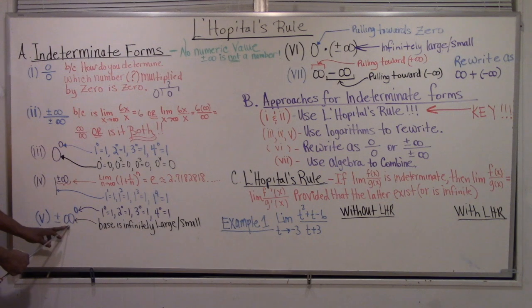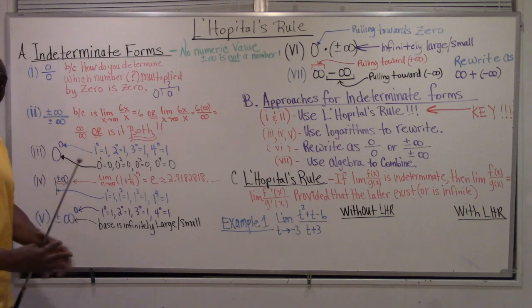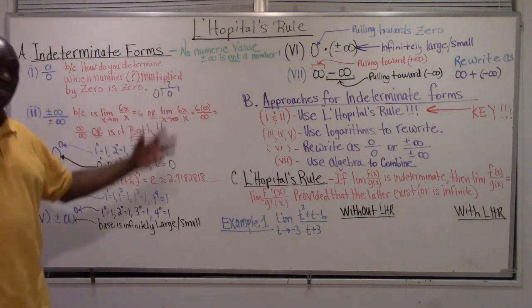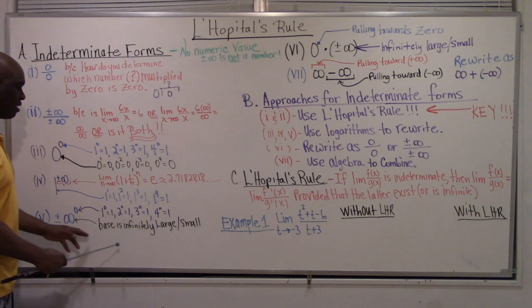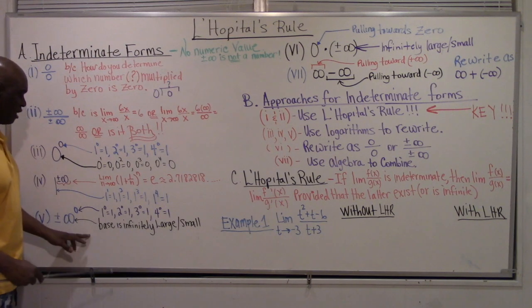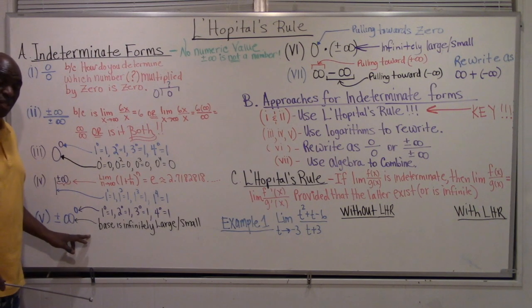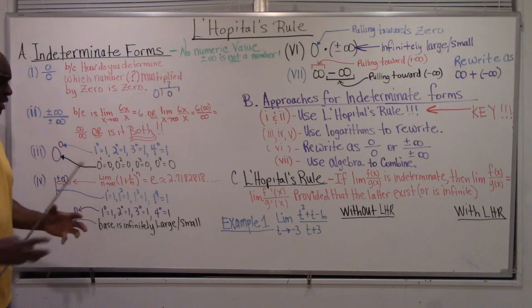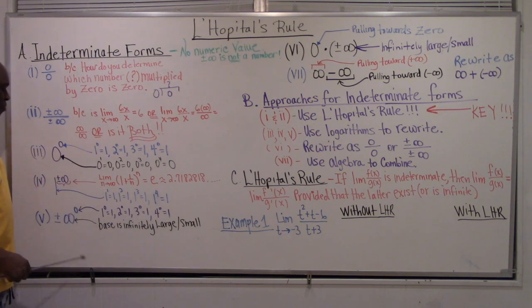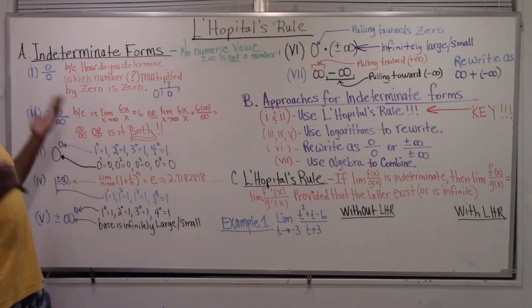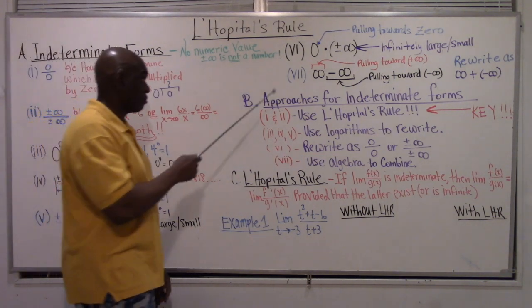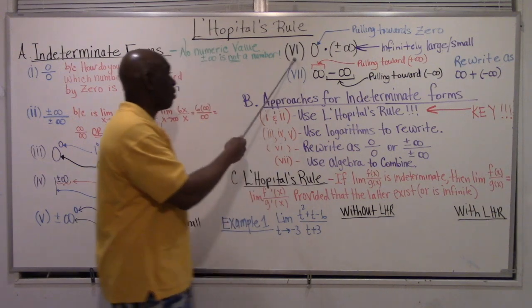But yet the base, infinity, is not pulling towards 1. That's getting increasingly large. Not 1, but large. Right? Or it's getting infinitely small if it's going to negative infinity. So it's diametrically opposed. Opposite forces here. They're opposing one another. We can't determine who's winning. Indeterminate form number 6.